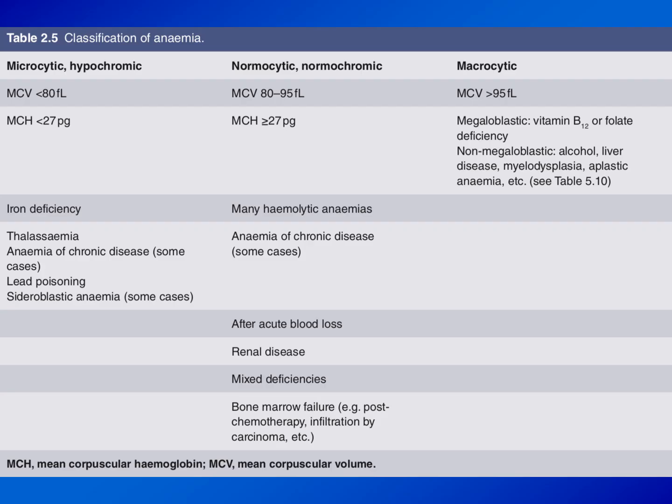We classify, as we said before, the anemias according to the MCV into microcytic, normocytic, and macrocytic. I will not go through those types of anemias because you will hear about them later in the course.